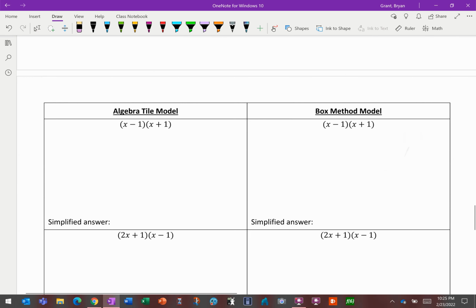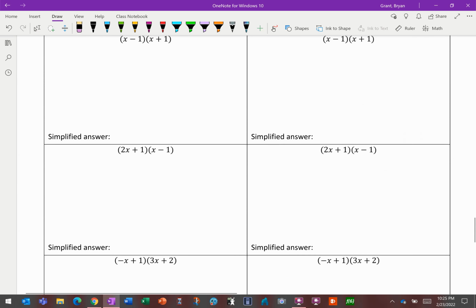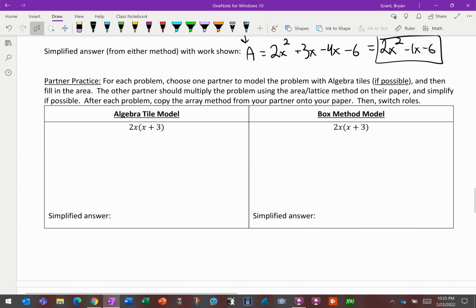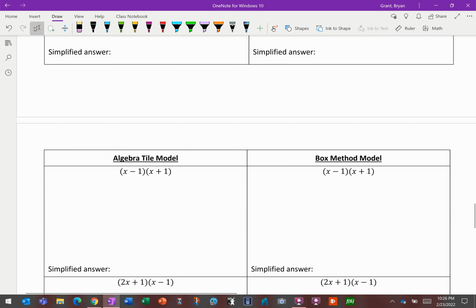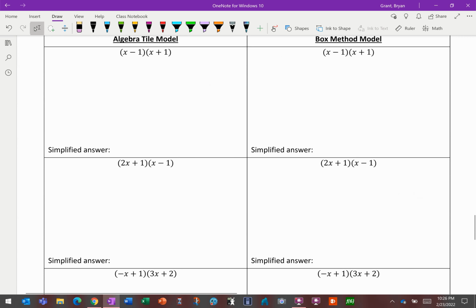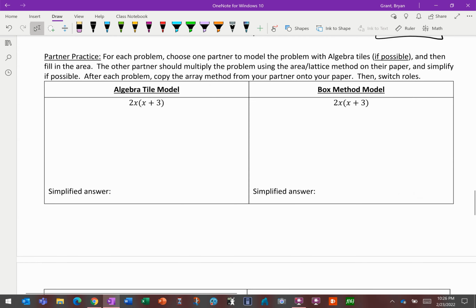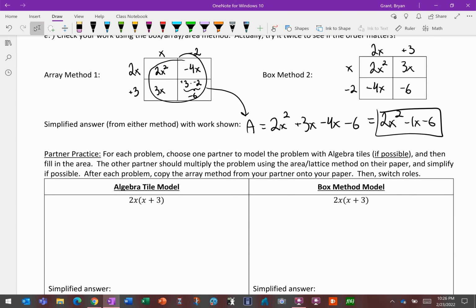Then on the next problem, because there are 5 of these, you're going to switch methods. So now you're going to take over for the algebra tiles, and your partner is going to do the box method. And I'm going to demonstrate one of these for you really quickly, just so you know what I'm talking about, and then you guys are on to it for the rest. By the way, there might be a problem on here somewhere where the algebra tiles aren't going to work for the model, and at the very end, I'll show you what that looks like too.